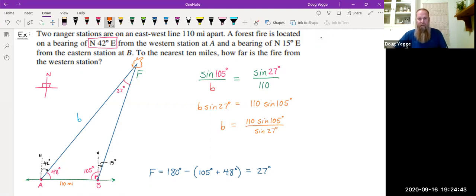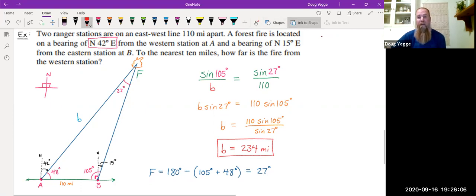And by working all of that out, we find out that B is approximately, using our calculator, 234 miles. So we now know that the distance to the forest fire from the ranger station in the west is 234 miles away. And that was simply by using the law of sines to solve for a missing side by being given certain information about the distance between the ranger stations.